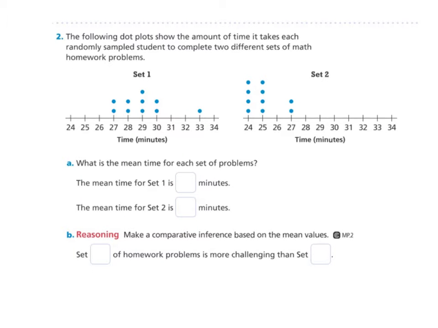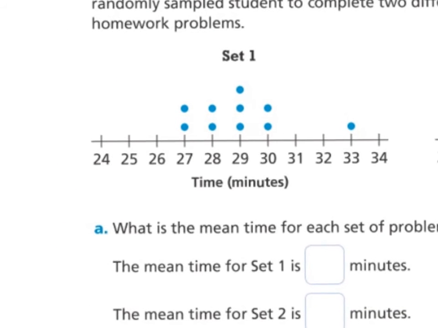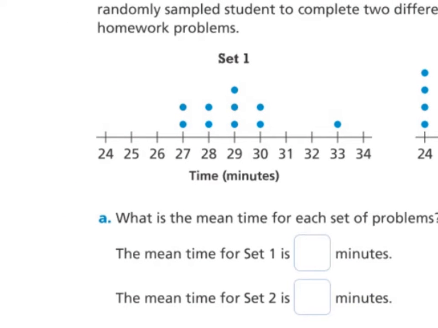Number two, the following dot plots show the amount of time it takes each randomly sampled student to complete two different sets of math homework problems. What is the mean time for each set of problems? So we have to figure this for both sets. Remember, mean is like an average, so we're going to add all the numbers and divide by how many numbers we have. Well, by adding the numbers, it's not just adding the numbers that are below the number line. It's looking at where the dots are.